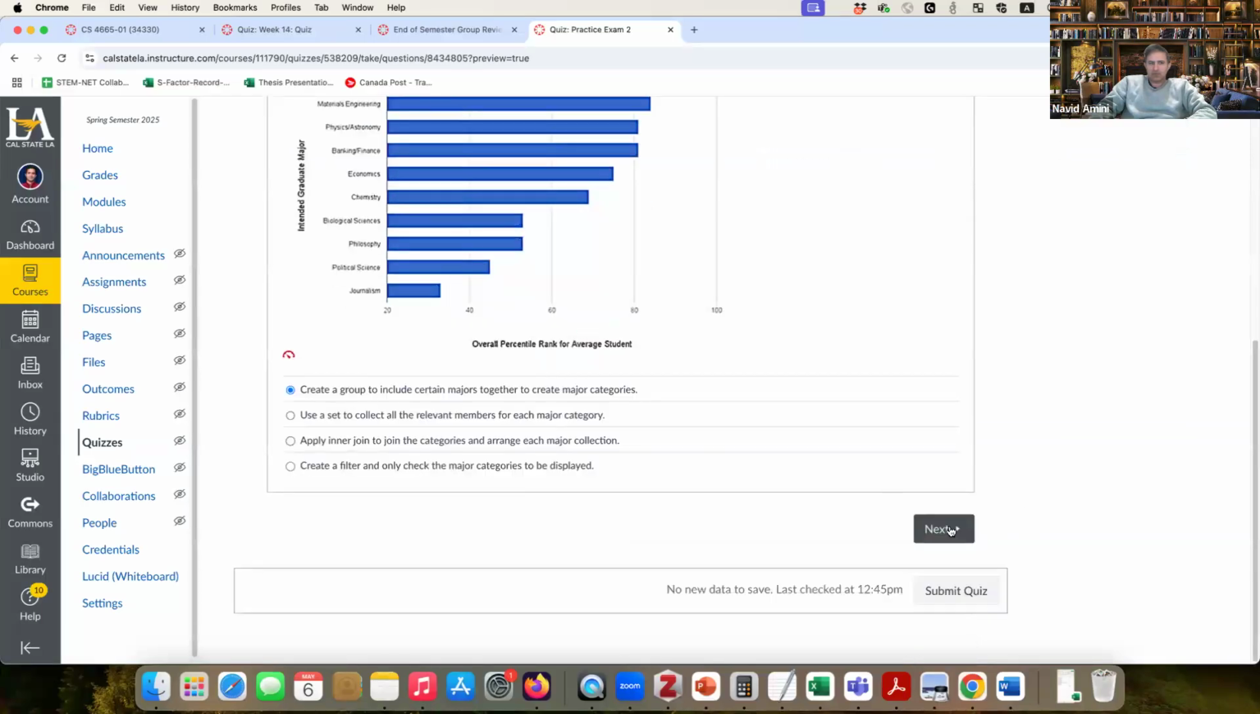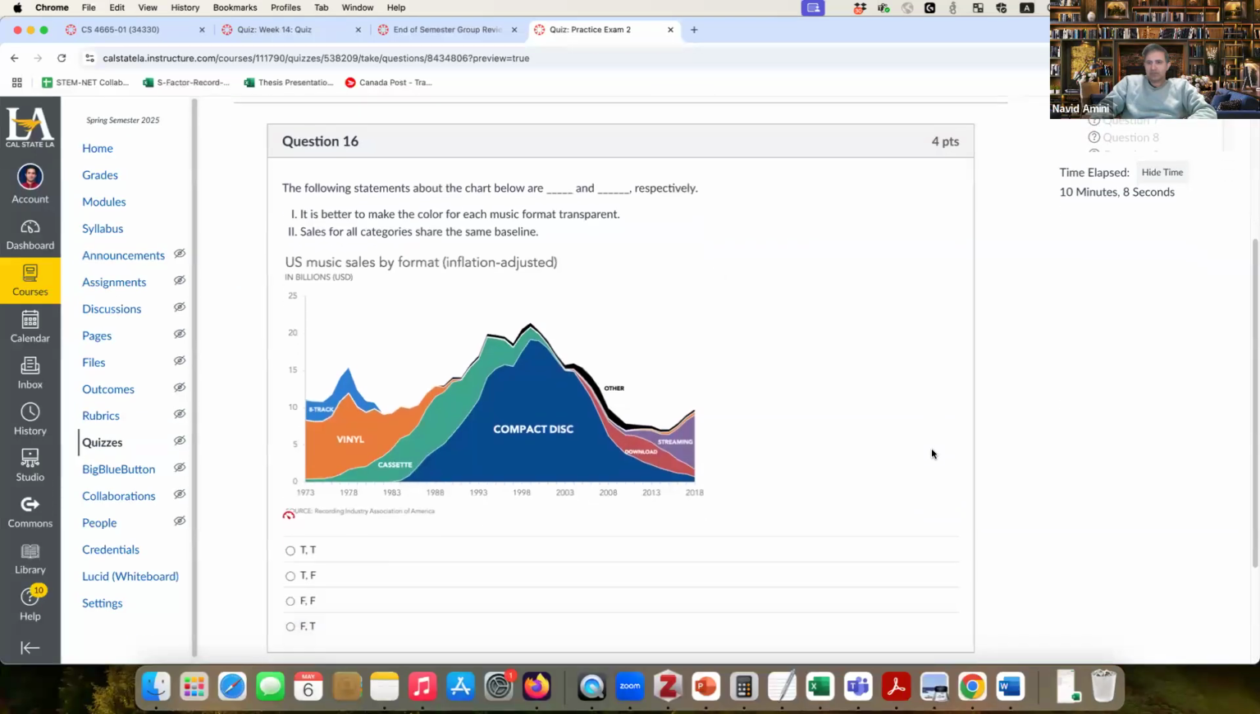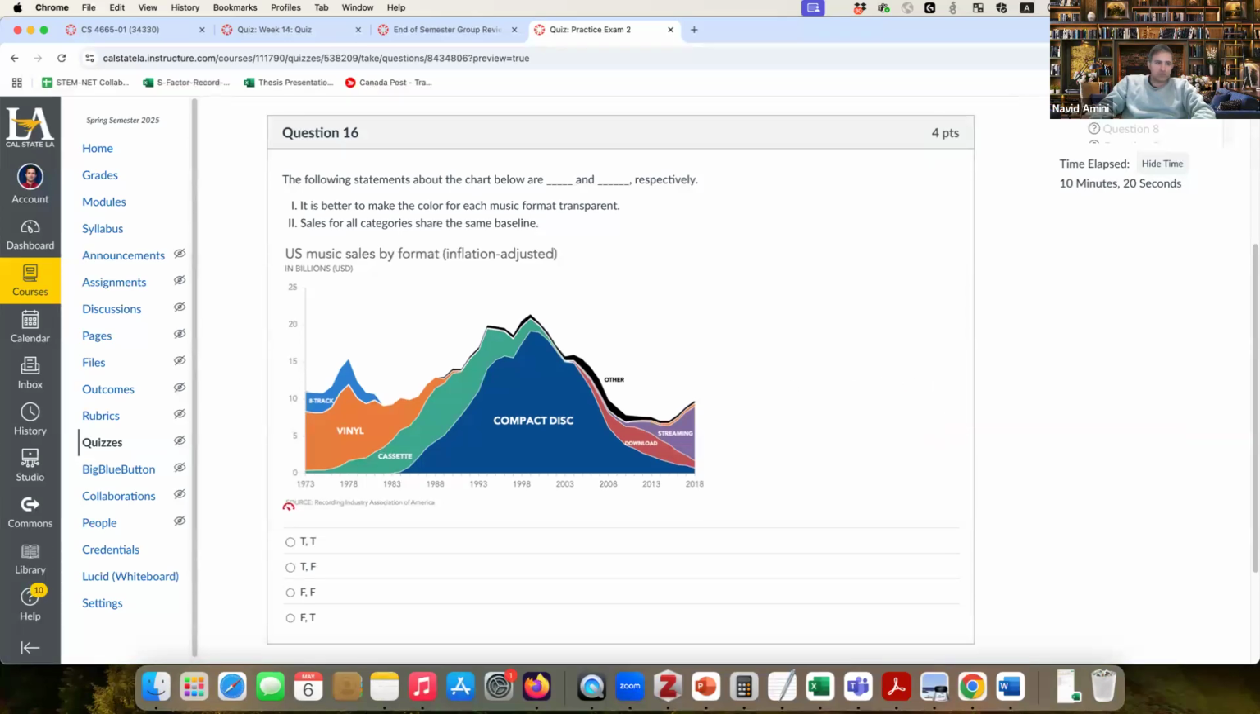Let's move on to question number 16. My favorite visualization of the course. One of my favorite ones. It's a true-false question.